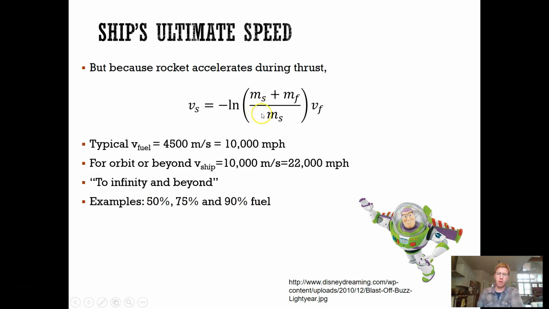You can pause and try to plug it in. You don't have actual numbers, but say you're doing 75% fuel, then just put 75 for the fuel and 25 for the ship, because that's 25%, and see what you get. What you would find is that about 90% of your overall payload needs to be fuel in order to achieve exit velocity. That's pretty crazy. You've got to get going super fast in order to escape Earth's gravitational well.